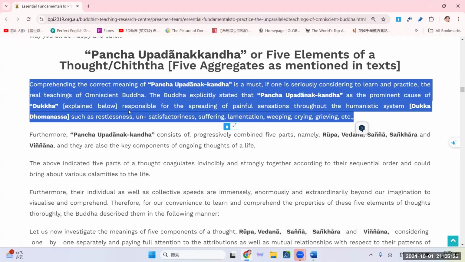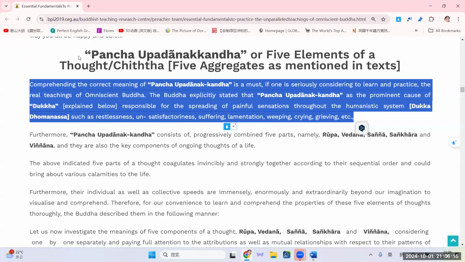Why we are unsatisfied, why we are restless, why we are suffering, why we are weeping, why we are crying, why we are grieving, all written there in that paragraph's last line. All these things are happening to us because of this Pancha Upadana Skandha that we are not handling properly. We are not associating with Pancha Upadana Skandha properly. So, is there any question about that part which I said just now? I don't want to go fast.